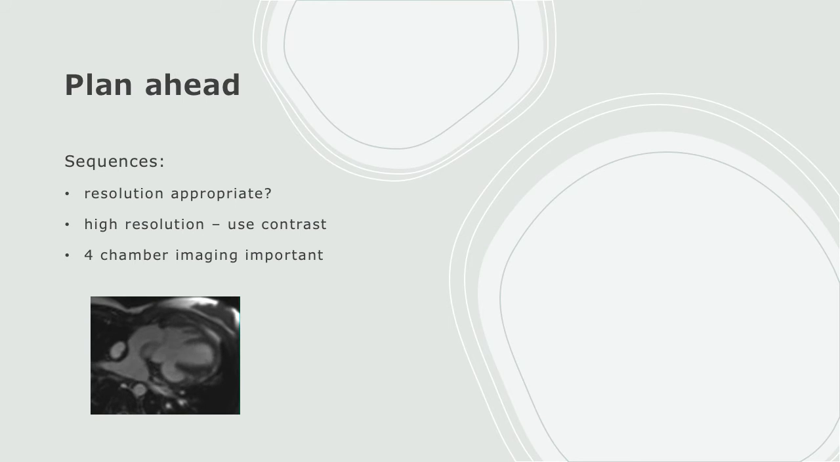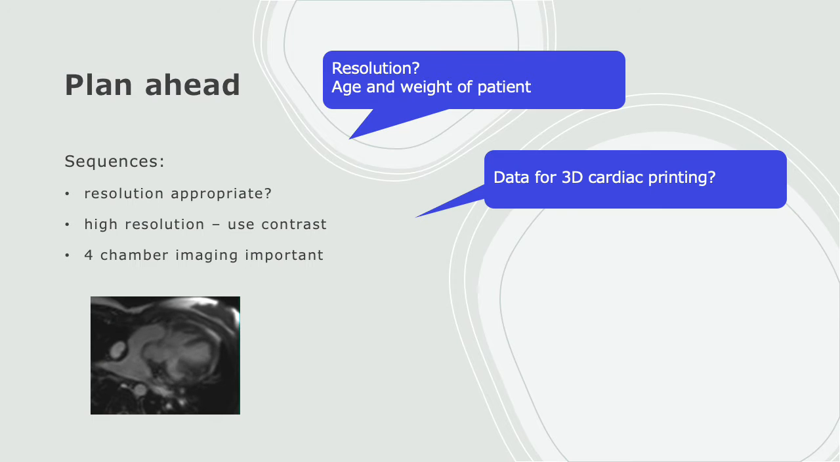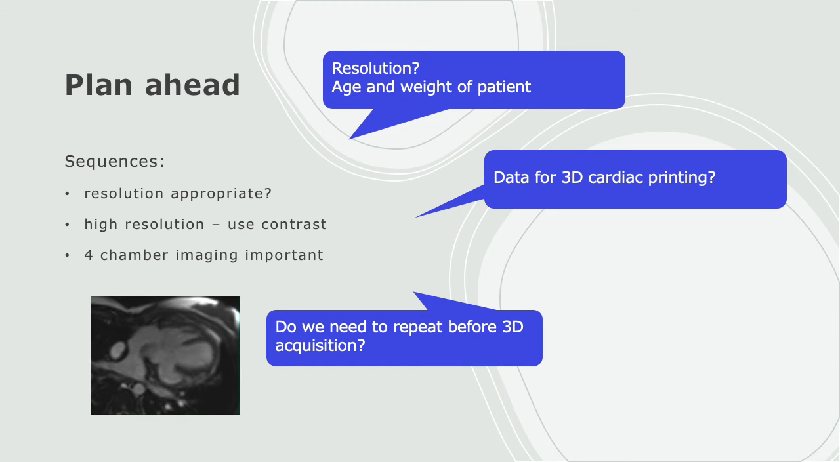From our experiences, we need to plan ahead. First of all, we need to consider resolution. Is it appropriate for the age and weight of the patient? Will the data be used for 3D cardiac printing? Do we need to use high-resolution images for this? And as my colleague has mentioned before, 4-chamber imaging is crucial. Do we need to repeat it before the 3D acquisition? As sometimes we can find that patients can get quite restless and move in between scans.